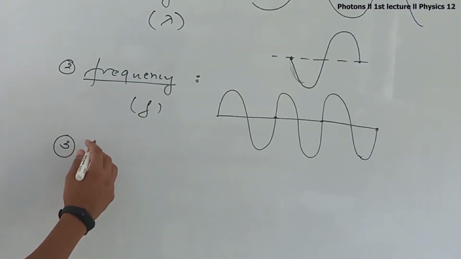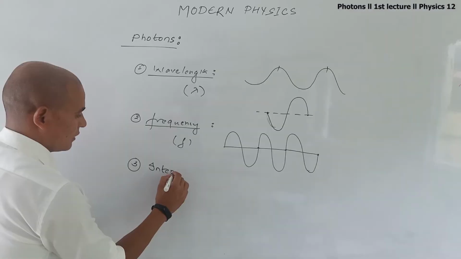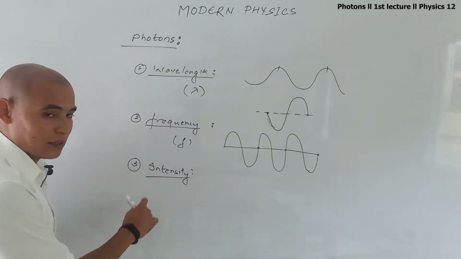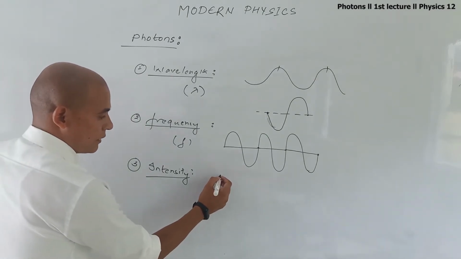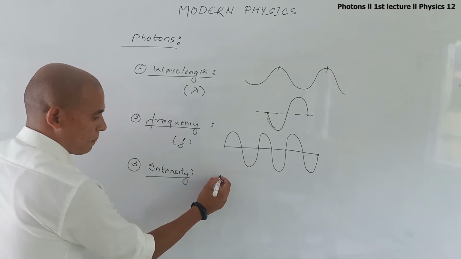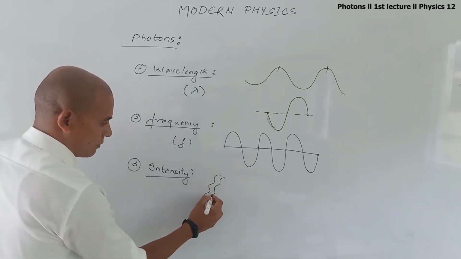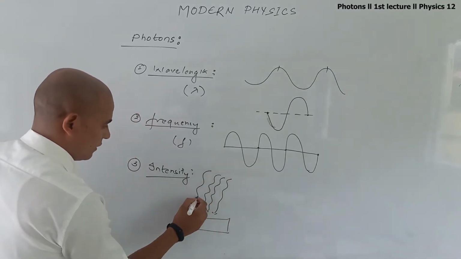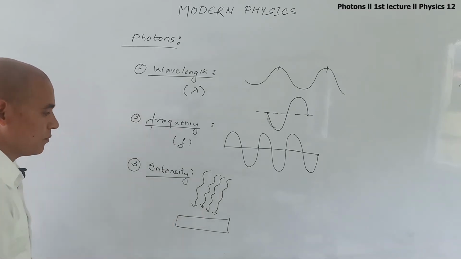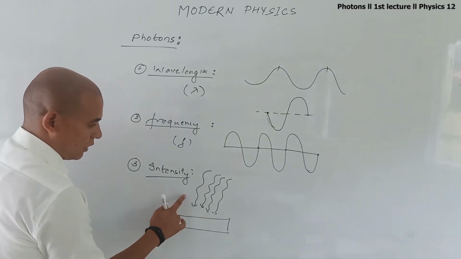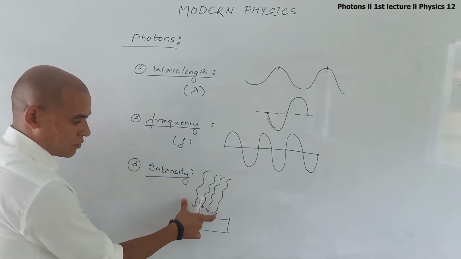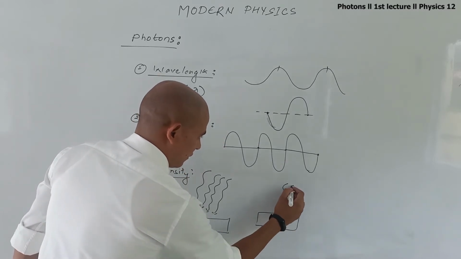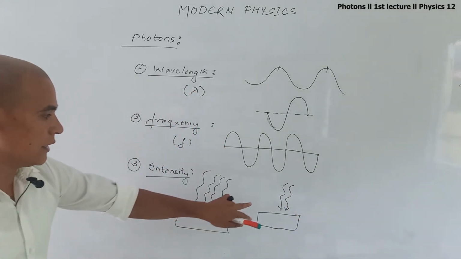Next, intensity. While studying this chapter, we will deal with the term intensity. Intensity means the wave that is passing towards the metal surface. Let me say this is a metal surface and these are the waves coming towards the metal surface. I am showing that there are lots of waves, which means the intensity of the wave is high. If only a few radiations are coming, then the intensity is less.